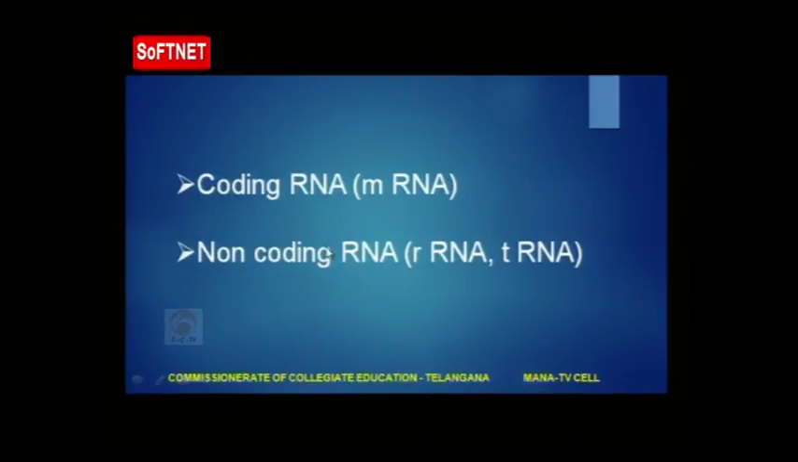And then the important non-coding RNAs like ribosomal RNAs and tRNAs are also involved in the process of protein synthesis. These ribosomes are very essential. The rRNAs are the components of the ribosomes, and the ribosomes are involved in the protein synthesis process. The ribosomes are called protein synthesis factories, where protein synthesis occurs. So the ribosomes can be called ribozymes.